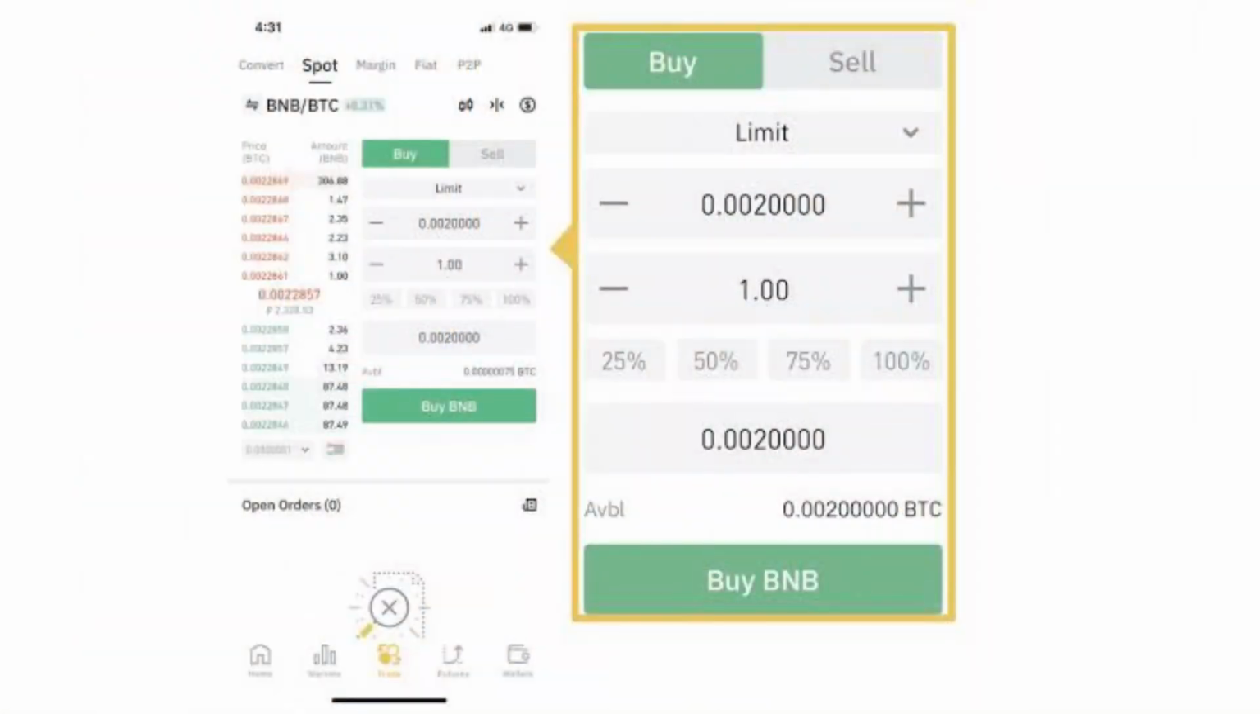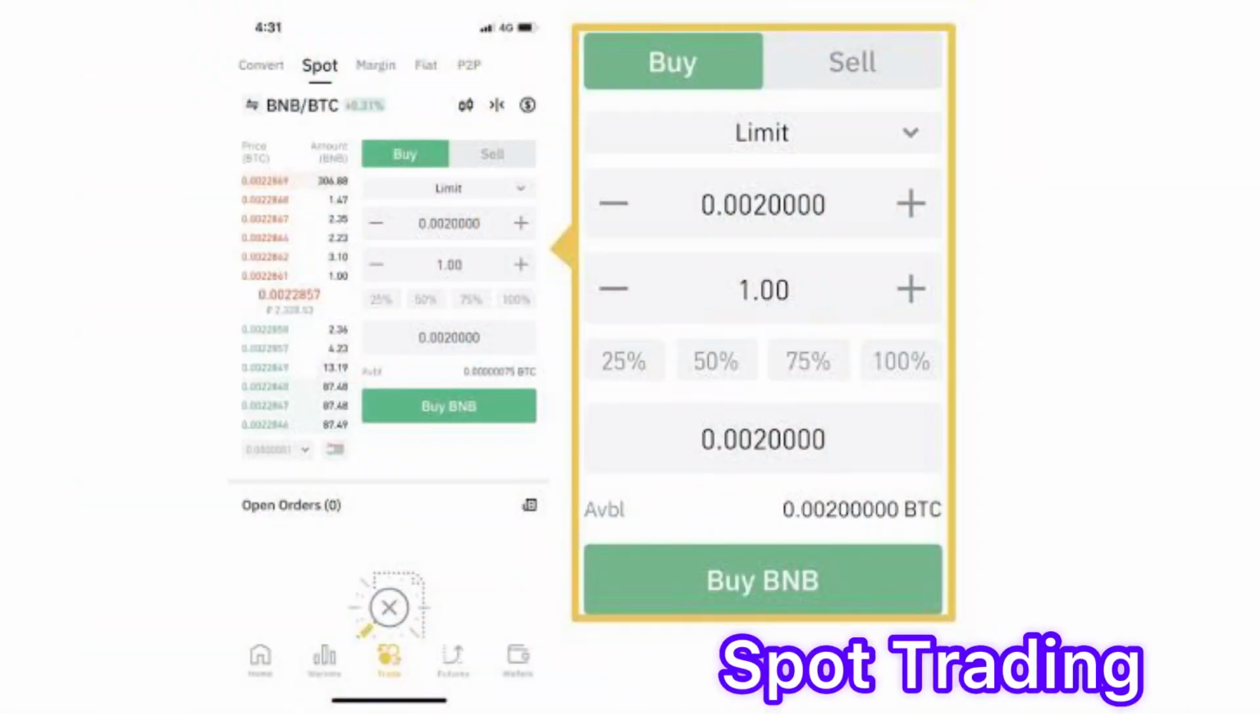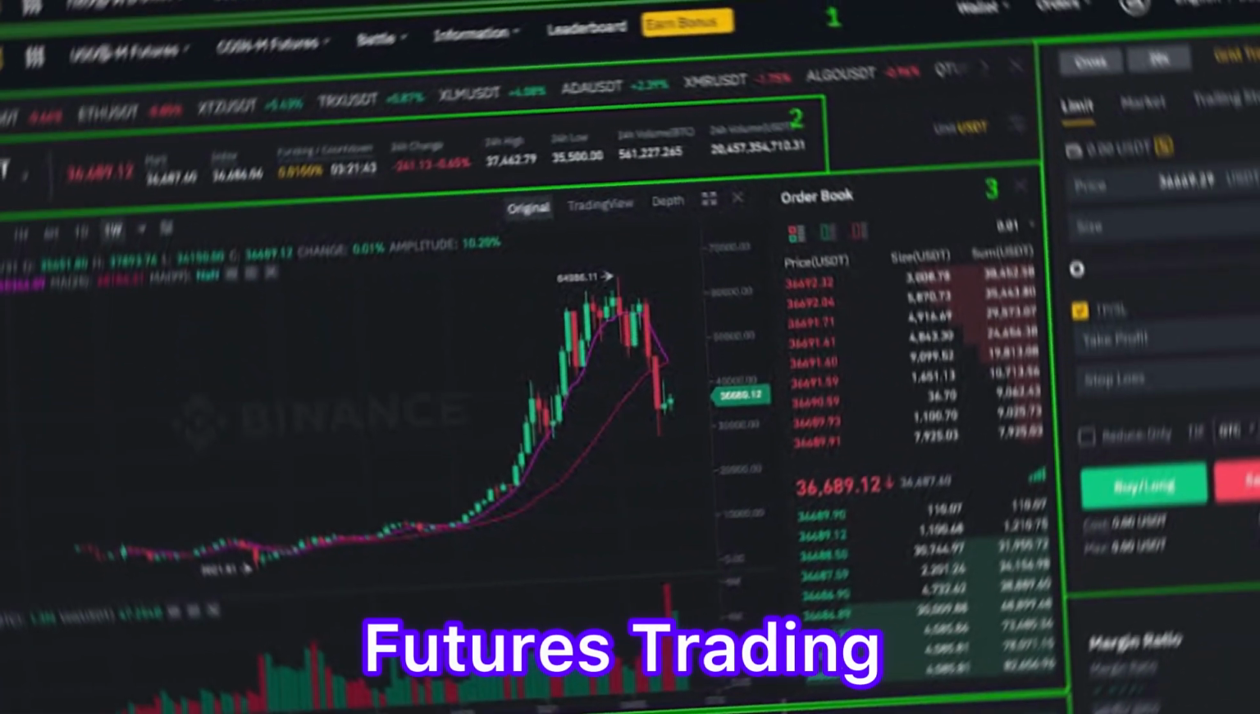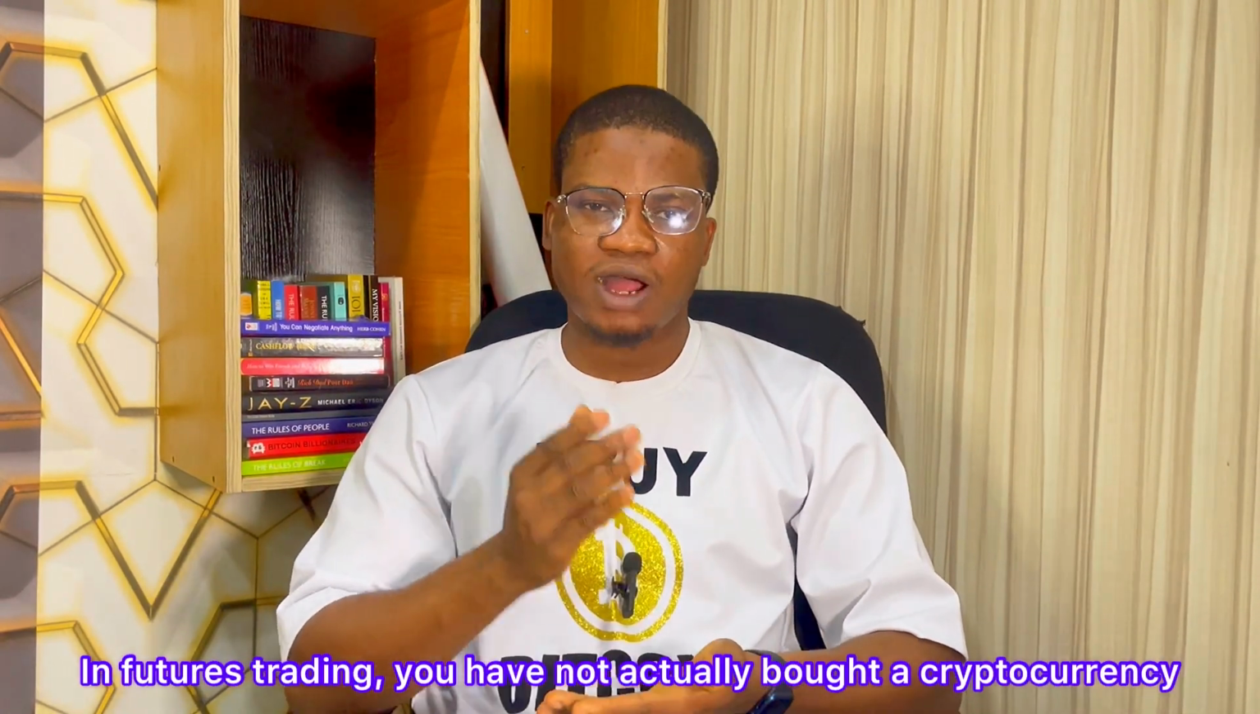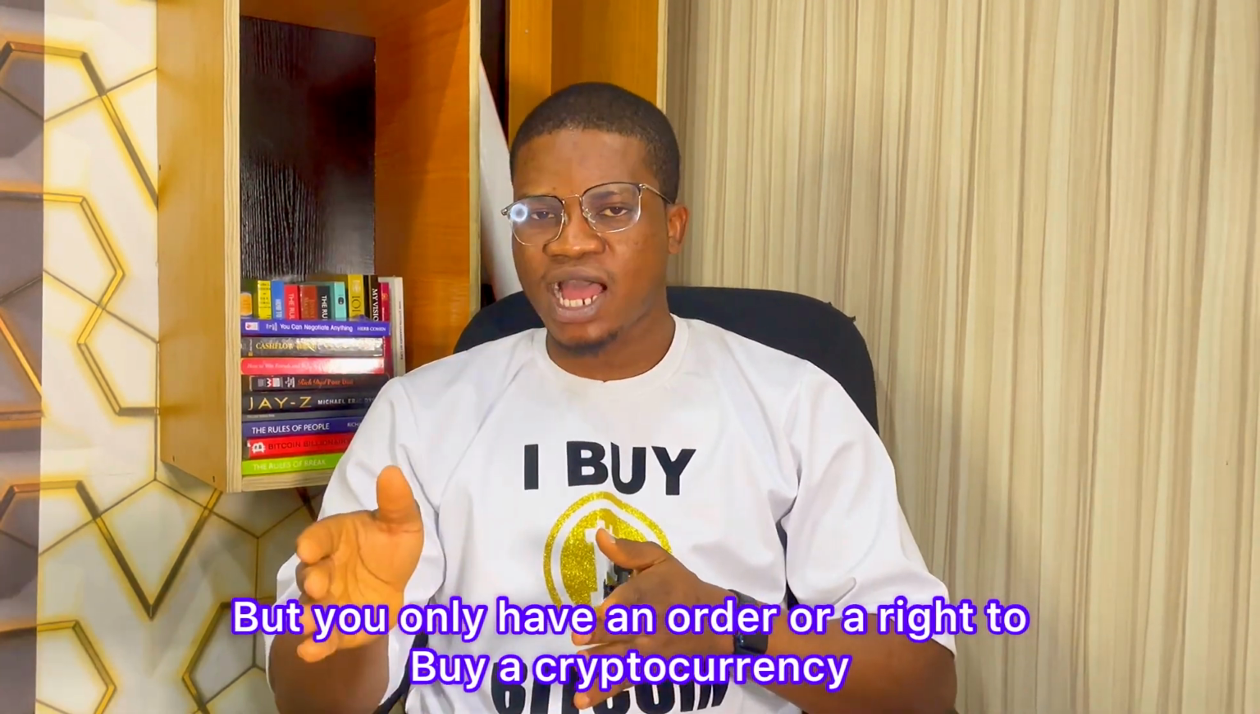Spot trading refers to the kind of trading where you purchase cryptocurrency on the spot network and you have direct access to your cryptocurrency. While futures trading refers to the right to purchase a cryptocurrency. It doesn't mean that you have purchased that cryptocurrency at that particular time unless you take profits. In a futures trade, you have not actually bought a cryptocurrency, but you only have an order or a right to buy a cryptocurrency.